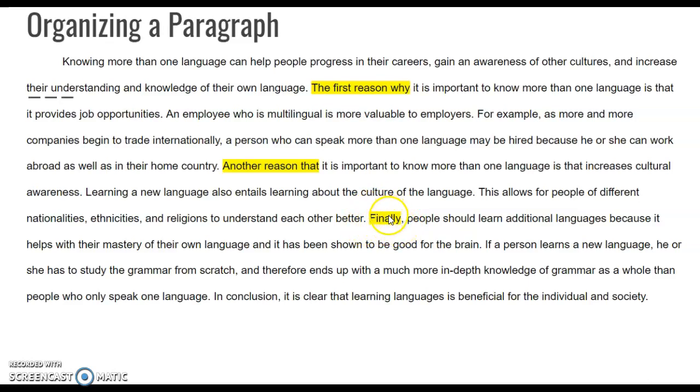So we can either use phrases such as these two or single words. We want to mix up the variety of transitional words and phrases in our writing. So that's just a little bit about basic paragraph writing.